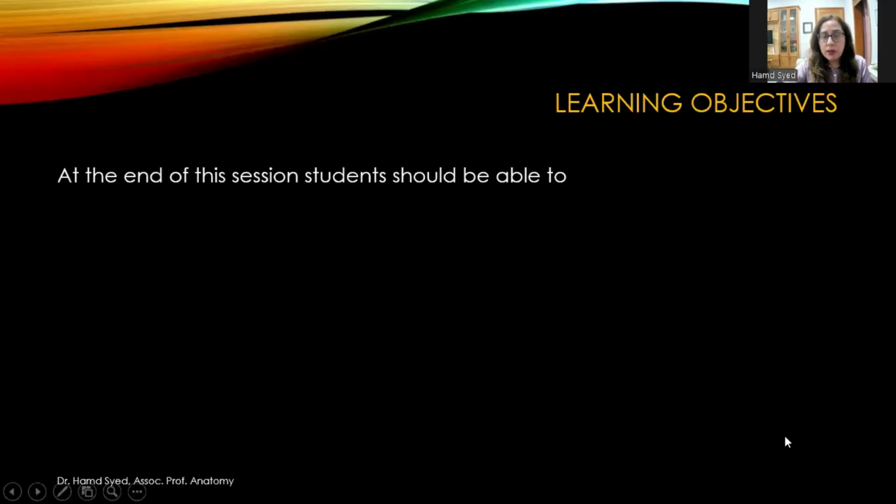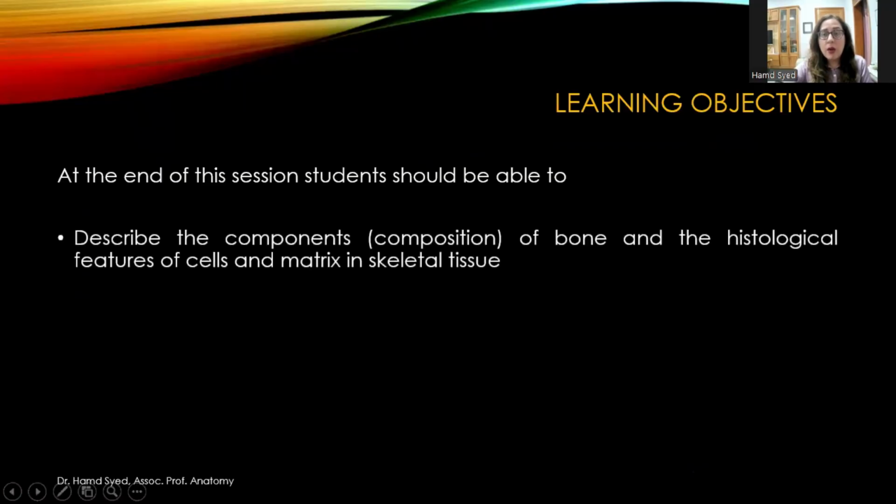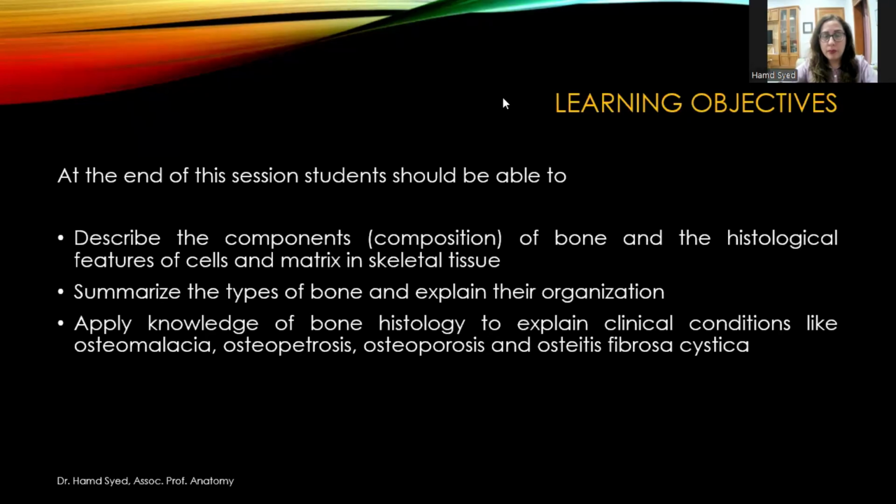So our learning objectives for today's discussion are that we shall talk about the basic composition of bone and the histological features of cells and matrix that are present in skeletal tissue. Also, I'm going to be talking about the organization of bone. And then at the end of the basic discussion, we shall discuss the clinical conditions which are related to the bone, like osteoporosis and osteomalacia.